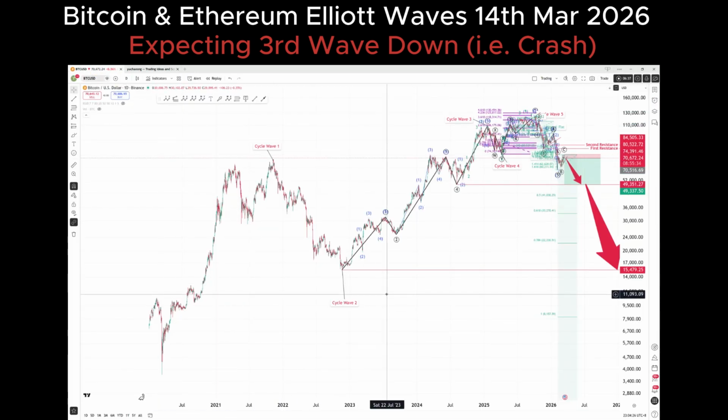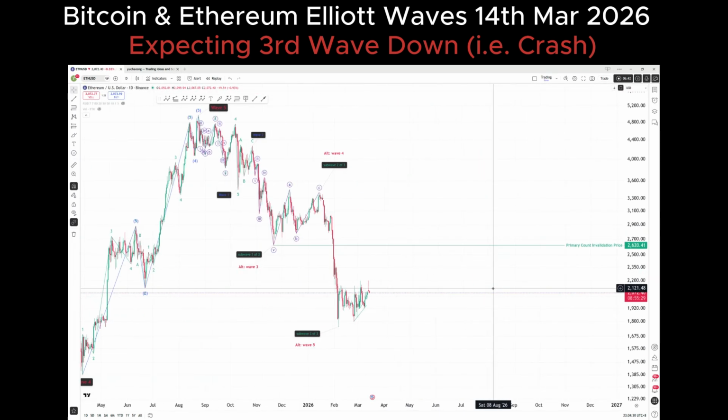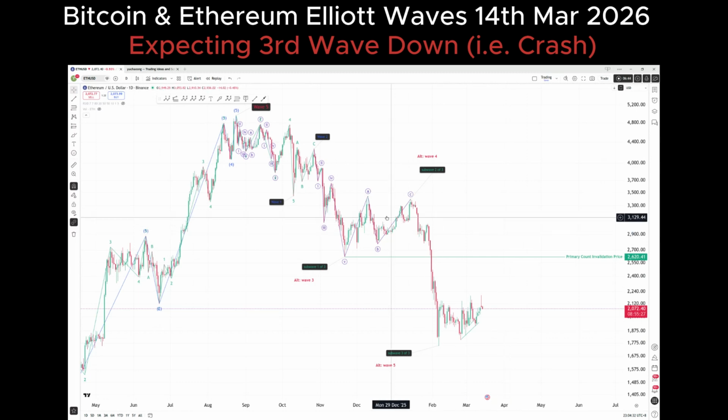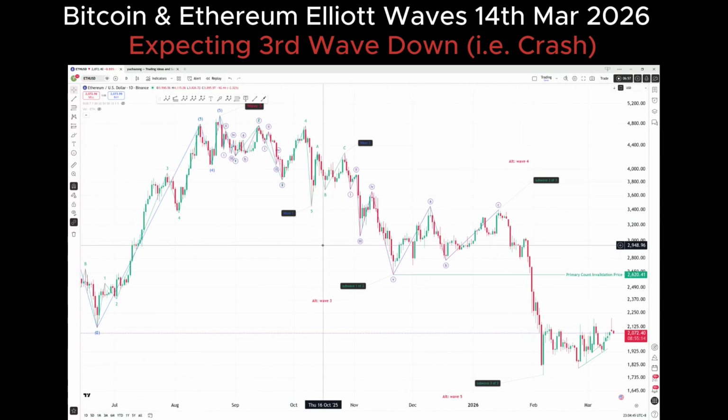Okay, so if you go to Ethereum, Ethereum has a very similar price structure. Over here, Ethereum actually peaks earlier than Bitcoin. It actually peaked on the 24th of August. Similarly, I have the breakdown of the waves.